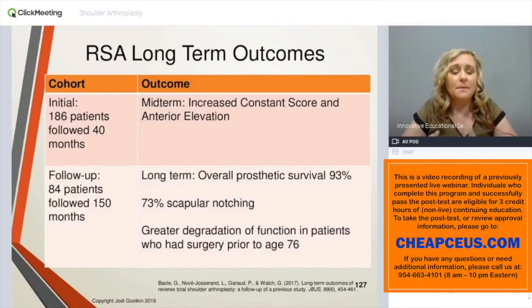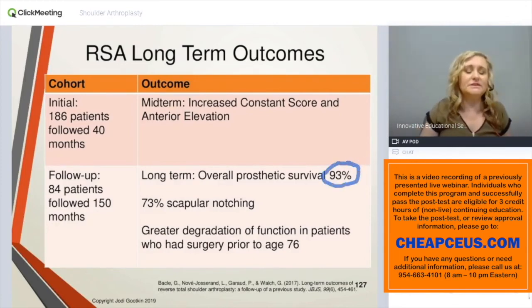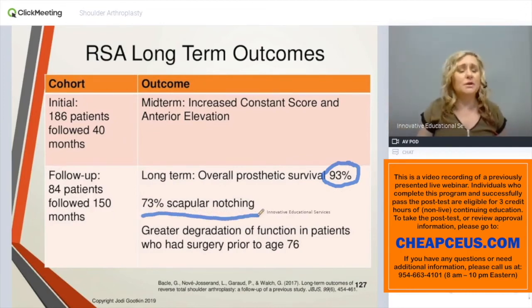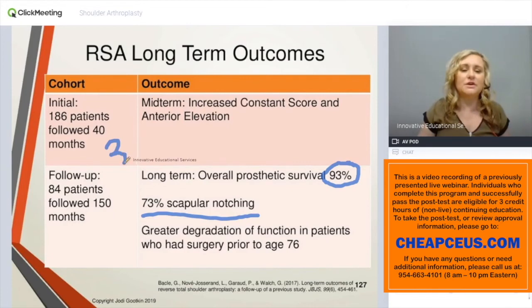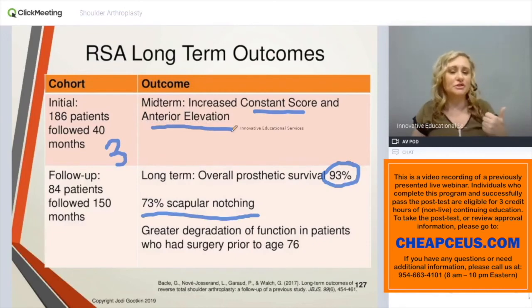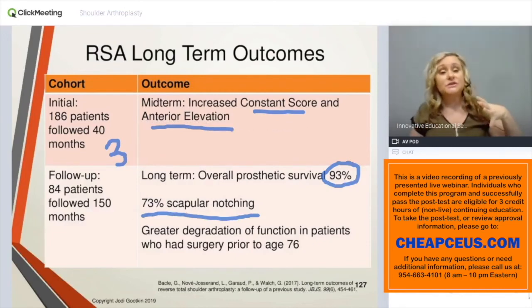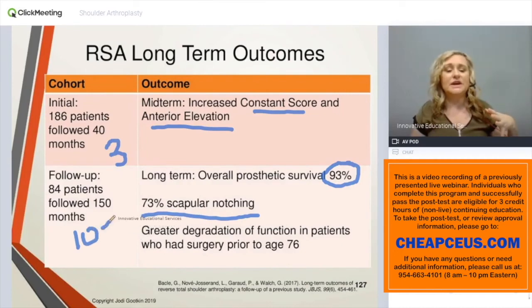With the reverse shoulder procedure, they're finding that there's about a 93% survival rate of the prosthesis at about 10 years out. There was some scapular notching noted, but it really didn't seem to have a negative impact on patient functioning. What they did find, and this is an interesting study because they took the cohort of patients and they initially looked at them 3 years post-surgery, and they had improved Constant scores, improved range of motion, looked great. Then of the patients who were still surviving, they followed them up between 10 and 12 years later, and that's when they found these results.